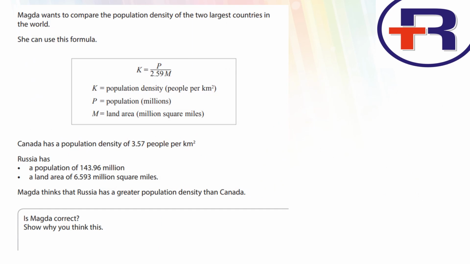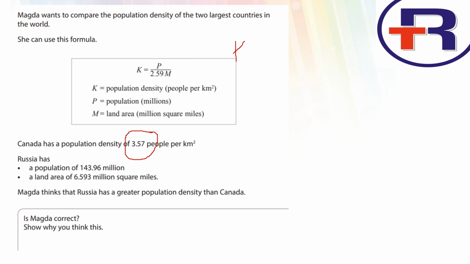In an exam style question, you get something that looks a little bit like this. There's our formula, K equals P divided by 2.59 M. We've got K equaling the population density, P is the population, and M is the land area. And we're going to compare Russia's land area with Canada's land area. We've already been told that Canada has a land area of 3.57. We need to see if Russia is bigger. So we're going to use this formula.